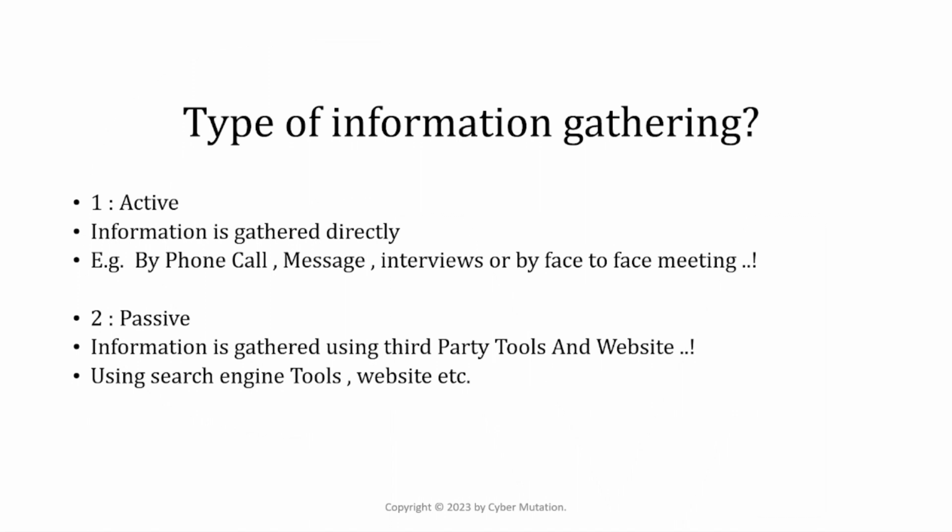And the second is passive information gathering. In passive information gathering, we use third-party tools and websites to get information about a person or a website, and we don't directly communicate with them. This helps so that the server or the person will never know that we are gathering information about them. But if you want more and accurate data, active information gathering is suggested.